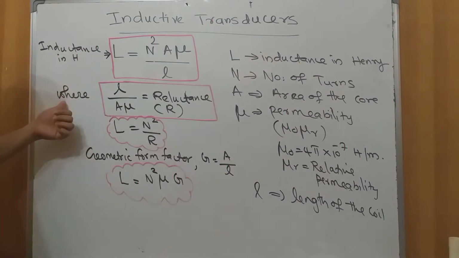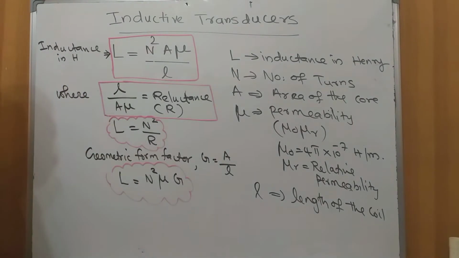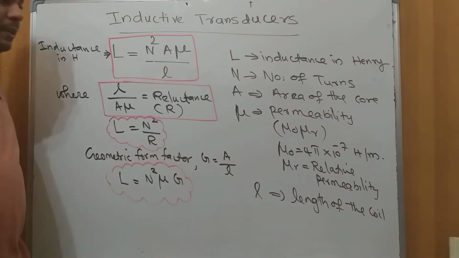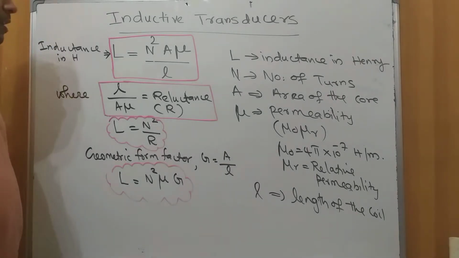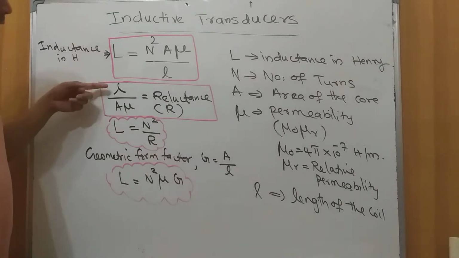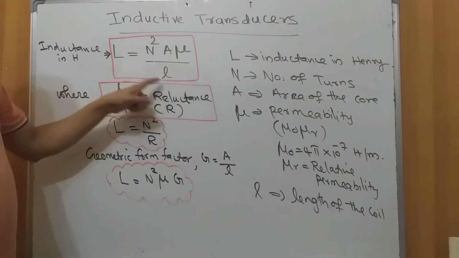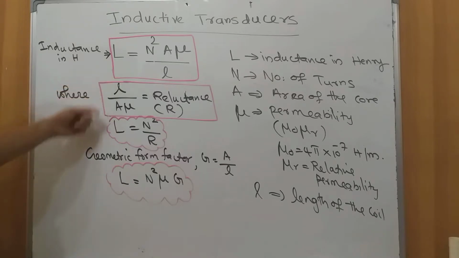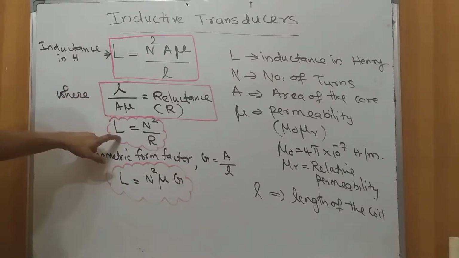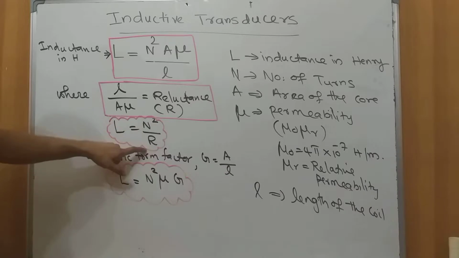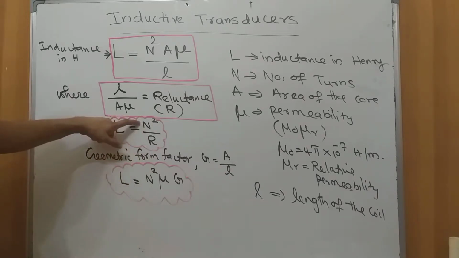Now there is another relation called reluctance, which is the resistance offered by the medium against the magnetic flux lines, something very similar to resistance but in terms of the magnetic flux lines. The reluctance is calculated by the equation l divided by A mu, and this l divided by A mu already appears in this particular equation. So if you substitute that, we end up with a new relation L equal N square divided by R, where N is the number of turns and R is the reluctance of the coil.